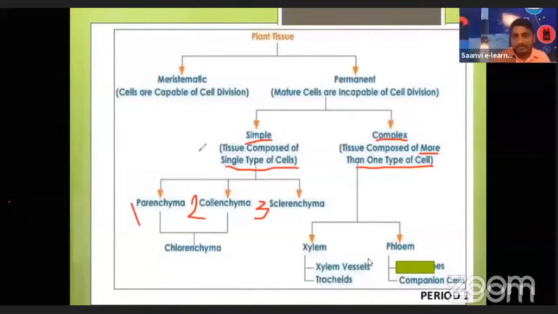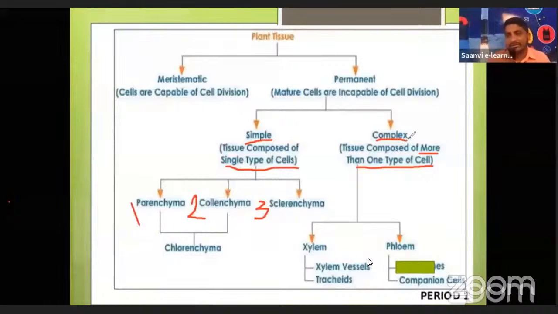Simple tissues, which are composed of a single type of cell, can be categorized into three: the first one parenchyma, the second one collenchyma, the third one sclerenchyma. Parenchyma and collenchyma can again be like chlorenchyma because chlorophyll is present in them. In the further slides, we can observe the images of parenchyma and collenchyma clearly. No need to worry about that.